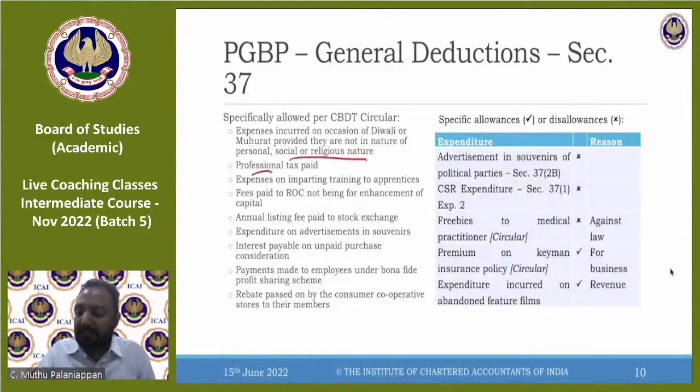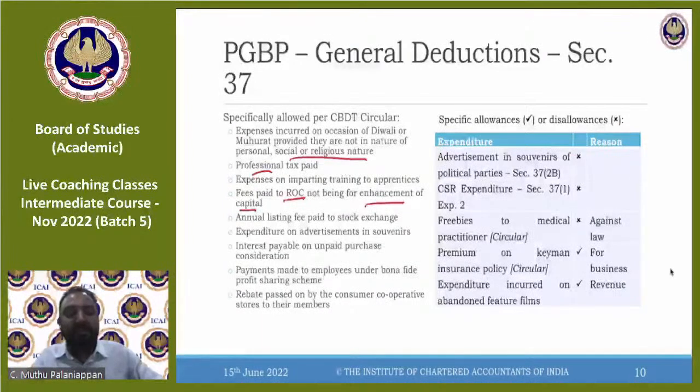Professional tax paid is a business expenditure. Expenses on imparting training to apprentices, so training expenditure is also there. Fees paid to ROC is an expenditure eligible under section 37, provided it is not for enhancement of capital, because enhancement of capital is preliminary expenses in nature. So every other ROC expenditure can be claimed as a revenue expenditure. Annual listing fee paid to stock exchanges. Expenditure on advertisement in souvenirs. So that is also there.